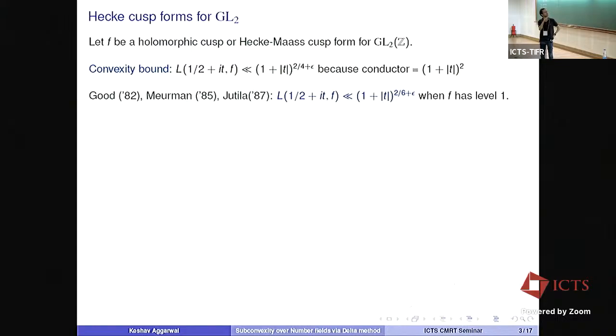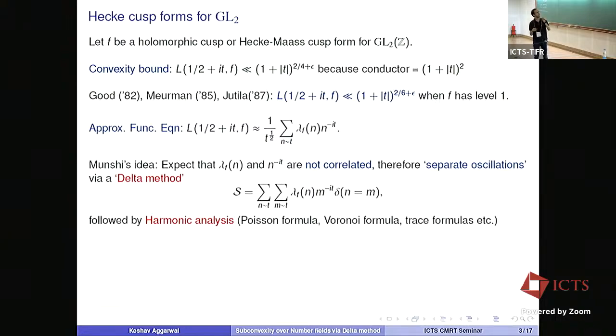Right. So going back to GL2, once again, over rational numbers, there's this result of Good, Meurman, and Jutila, who have established the Weyl-type bound. And one of the ideas of the delta method is you basically try and separate the oscillations, right? So if you look at the L-function, you can of course expand it in its plane of convergence. But if you want to study it on the critical line, on the 1/2 line, you can approximate it by a Dirichlet polynomial of length square root of the conductor.